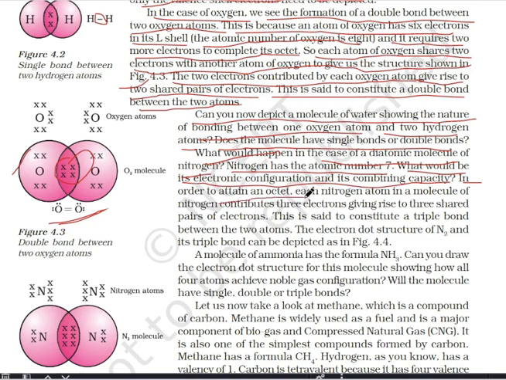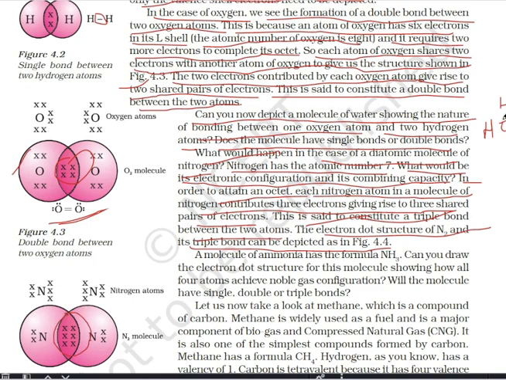In order to attain an octet, each nitrogen atom in a molecule of nitrogen contributes 3 electrons, giving rise to 3 shared pairs of electrons. This is said to constitute a triple bond between 2 atoms. The electron dot structure of N2 and its triple bond can be depicted in figure 4.4. So it's a triple bond.